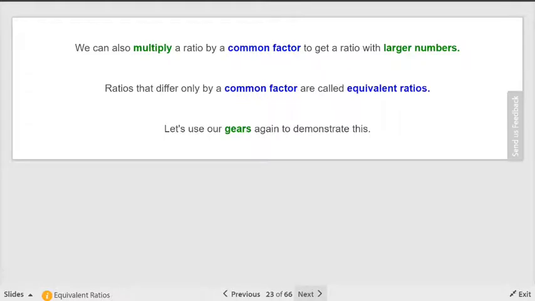Okay? You can also multiply a ratio by a common factor to get a ratio with larger numbers. And this is what I was talking about a while ago. As long as we keep it equivalent, equal, then we're fine. So, if I'm going to do that, I can multiply by anything I want to. But if I multiply the first number by, say, 5, what does that tell me? I have to multiply the second one by what? 5. So you can make it bigger as well by multiplying things.